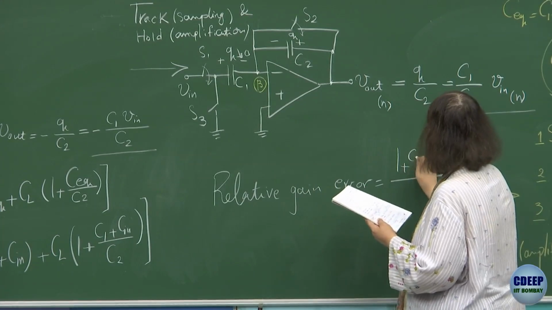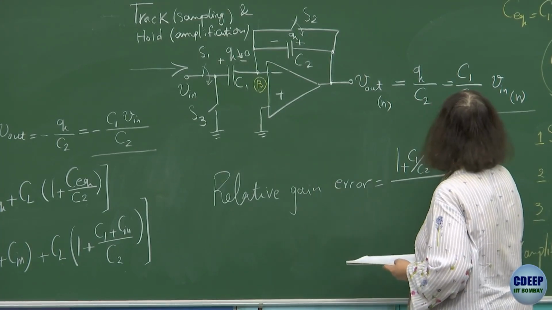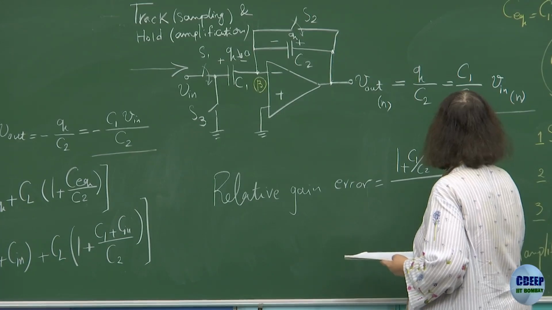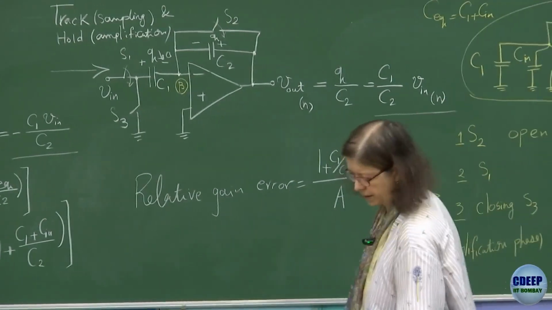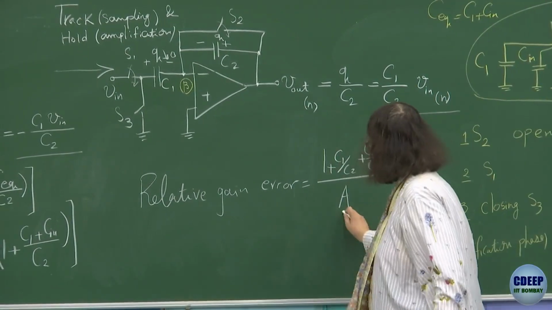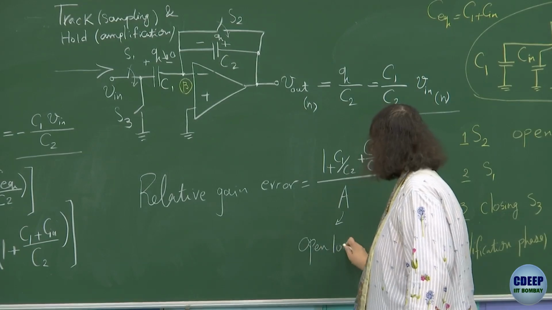1 plus C1 upon C2 plus Cin upon C2 upon A, gain of amplifier, open loop gain of op-amp. This is relative gain error.